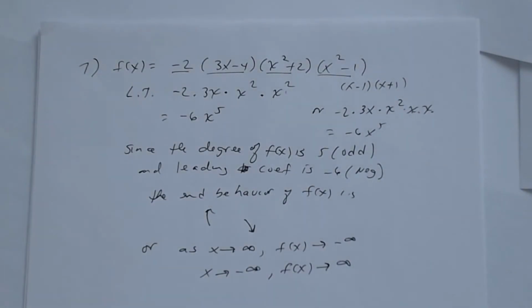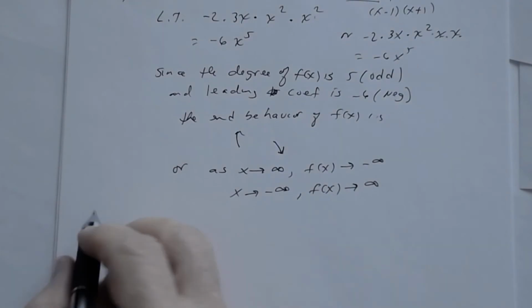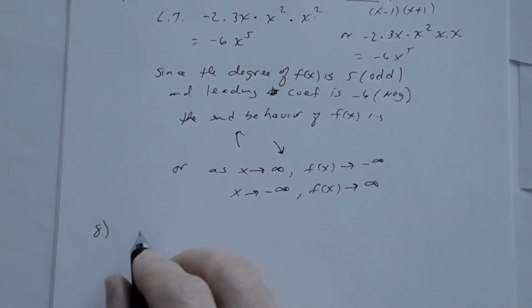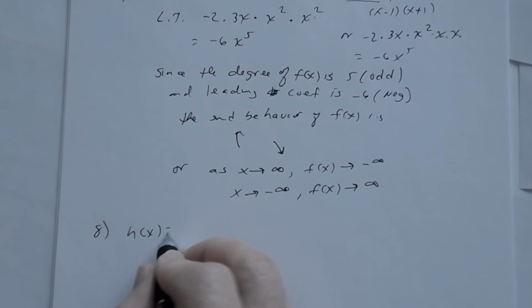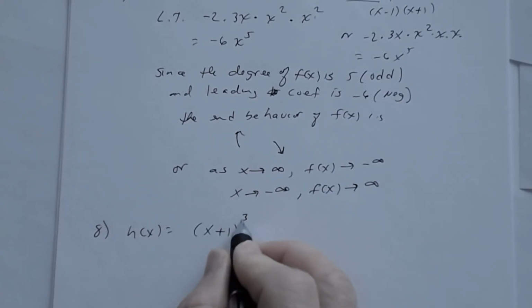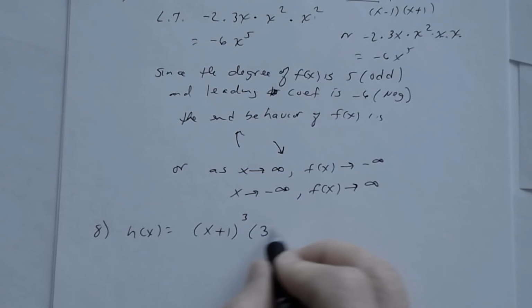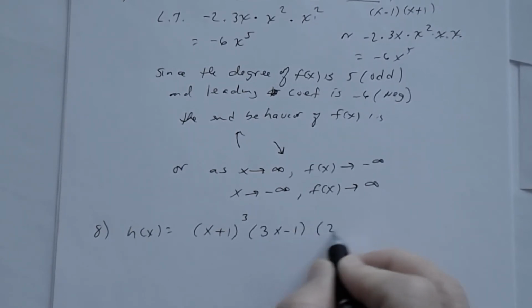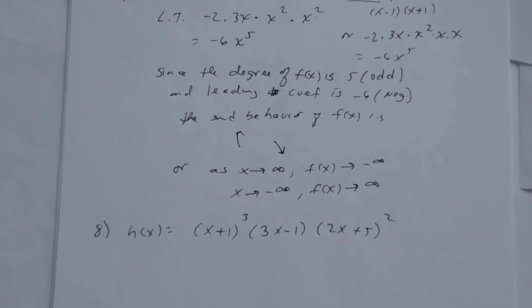Okay, number 8. So number 8, let's say we had this. We have h of x is x plus 1 cubed times 3x minus 1 times 2x plus 5 squared. Now, remember, these are in factored form, so h of x is listed as factors. So we've got to find the leading term. Remember, you look at each factor.